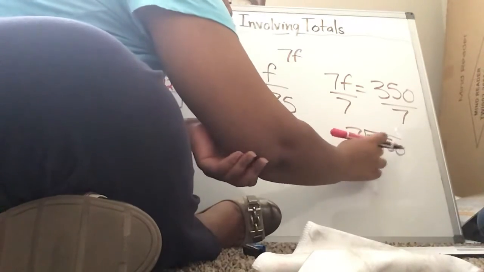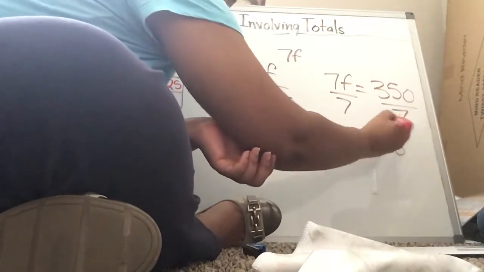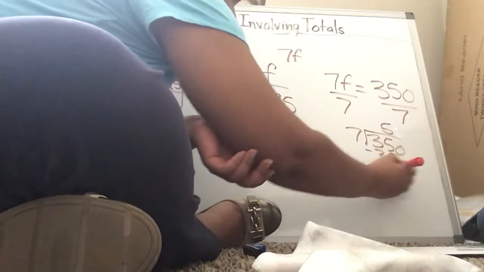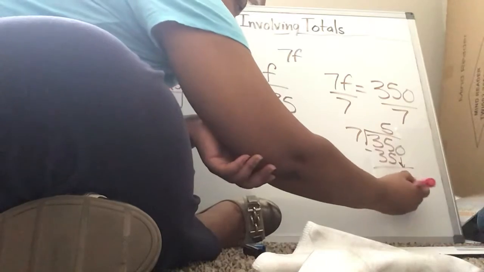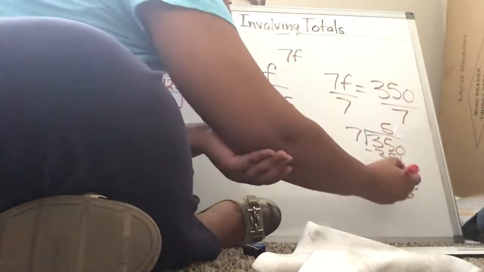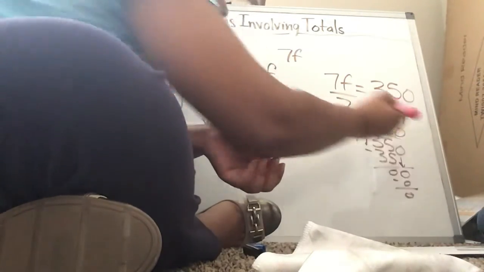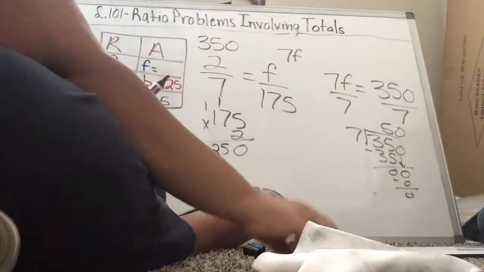7 goes into 35 5 times. Subtract 35, you get a 0. And then, of course, 7 goes into 0 0 times, and you get 50 football players.